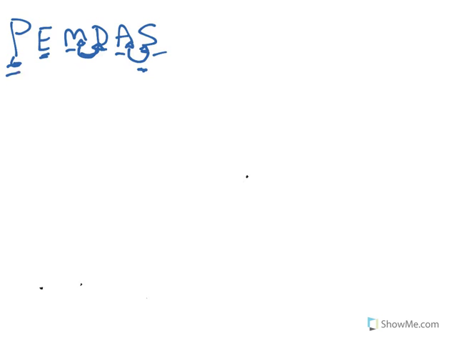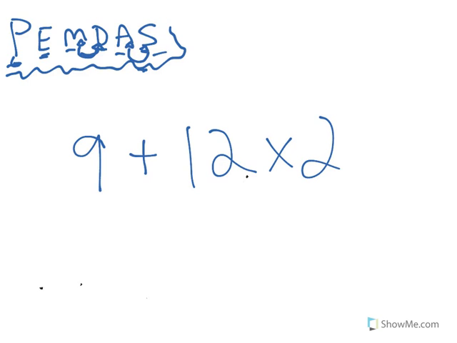So I'm going to leave this up here in the upper corner while we solve a couple problems. So here's an example of the kind of problem that we're going to be solving in the next couple days. It is 9 plus 12 times 2. And so what we're going to do is look at our please excuse my dear Aunt Sally, and we start up at the P. Do we have any parentheses? There aren't any parentheses in this problem. E is for exponents. There aren't any exponents in this problem.